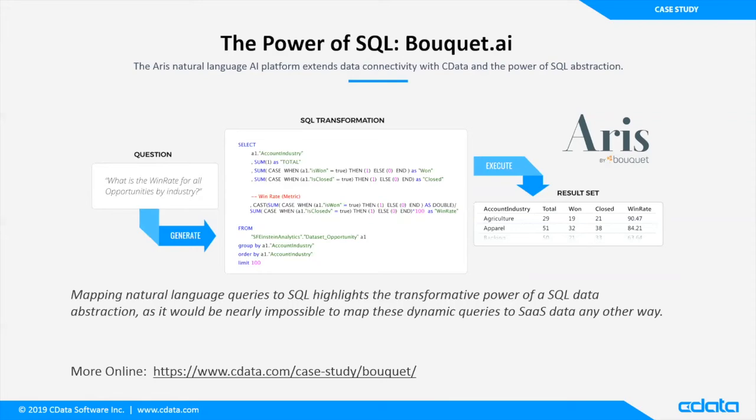There'd be absolutely no way to do this without a SQL abstraction in between their AI, ML, natural language processing product, and Salesforce Einstein. It would be impossible to write code that would make this work. Instead, what they were able to do is take our drivers, drop them into their solution, and we could consume the same queries that they were sending to the database to find information, and would reply with data directly from Salesforce Einstein. So it's a really interesting use case for machine learning and how that works with that SQL abstraction layer.